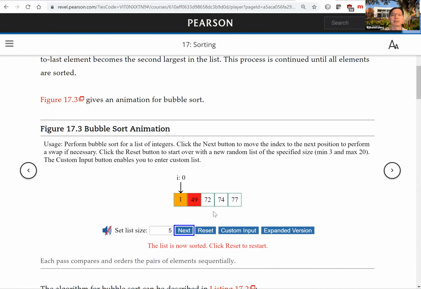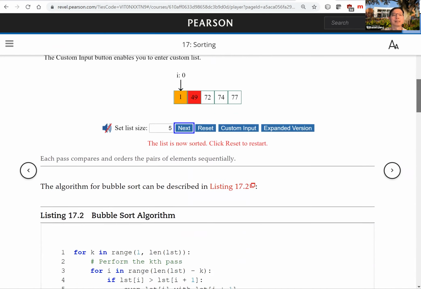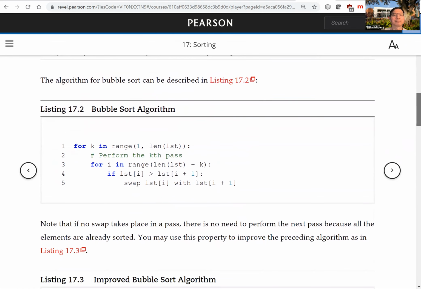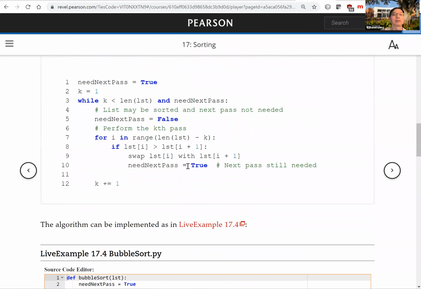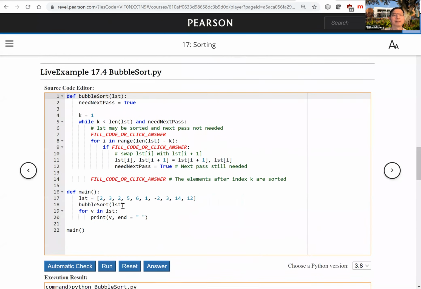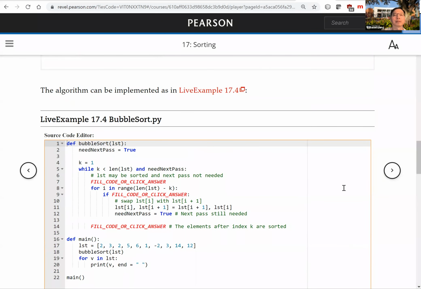So this is the bubble sort, and here is the implementation for the bubble sort, and this is the algorithm, and this is the detailed code right here, and this is the implementation.